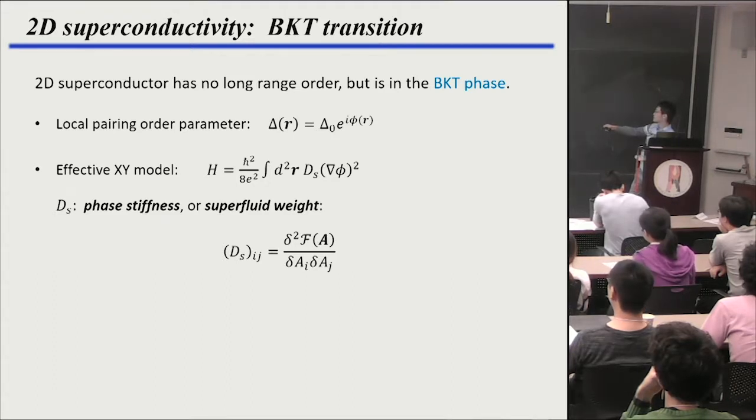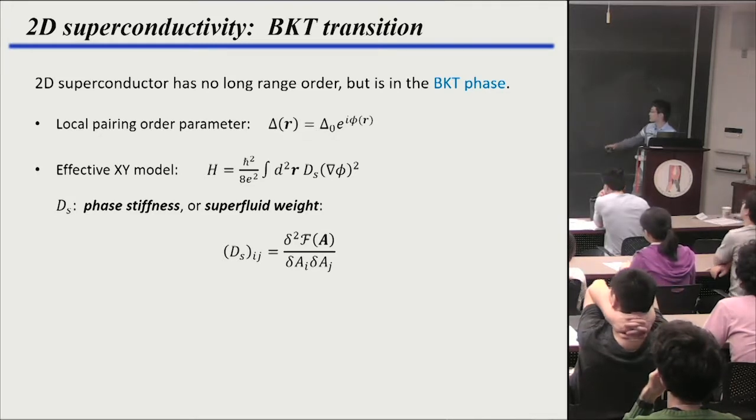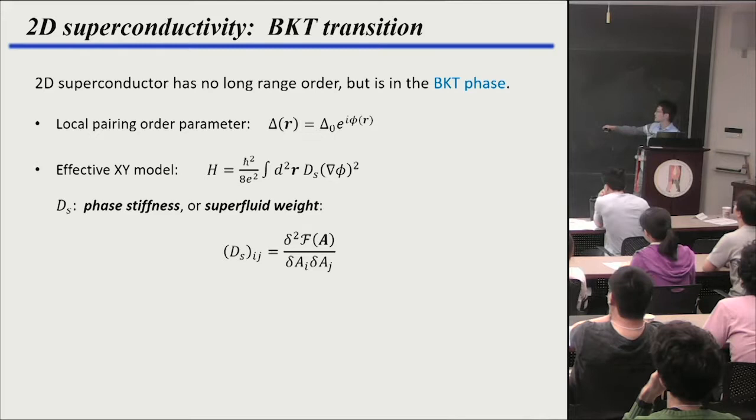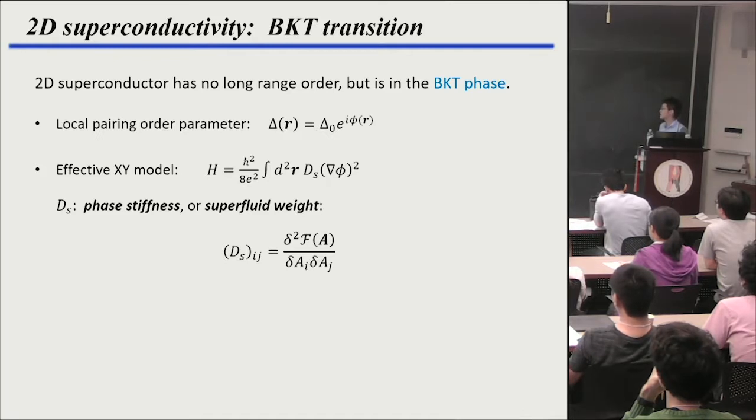You get an amplitude and also a phase factor here. And when you consider the fluctuations in the system, this superconductor will be described by an effective XY model. Basically, this phase can fluctuate in space, and the coefficient of this gradient phi squared is called the phase stiffness or superfluid weight.